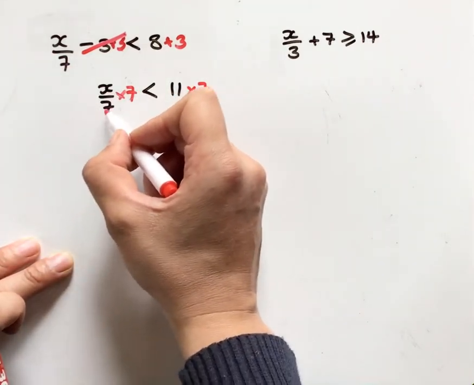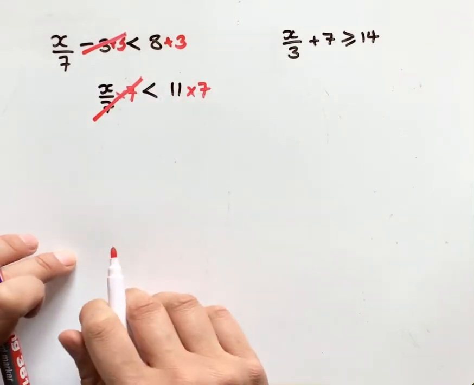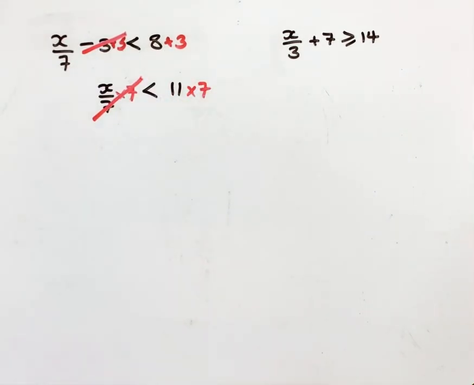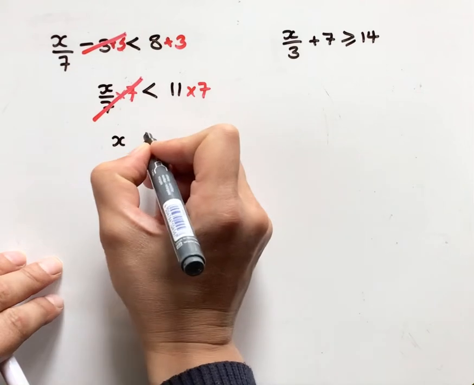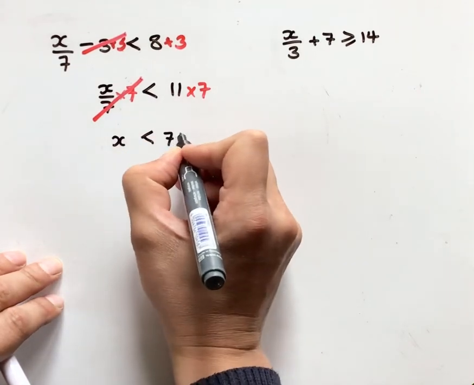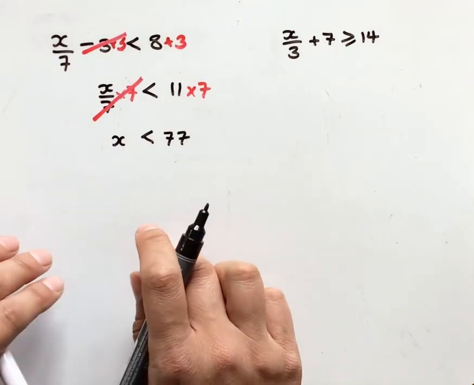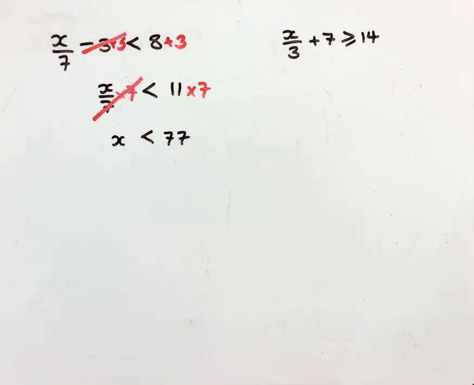The divide by 7 and the times by 7 are inverses, so they cancel, and we have the x left on its own, and on the other side 11 times 7 is 77. So it looks more complicated because there's a fraction involved, but it isn't really.